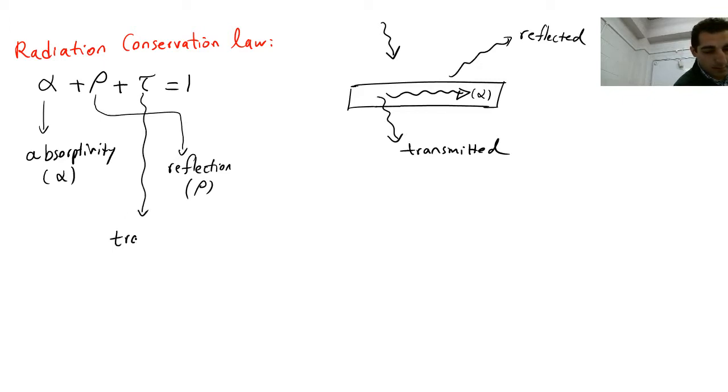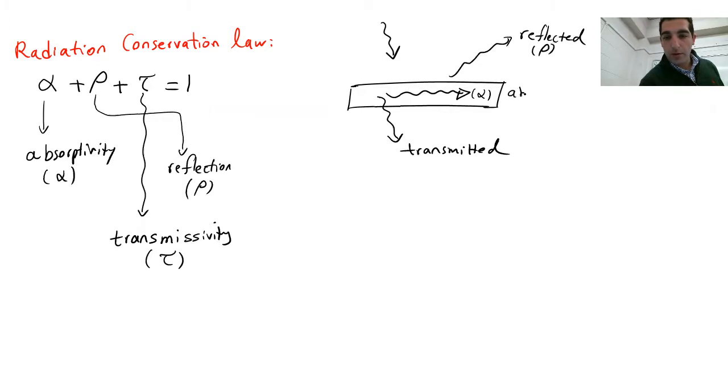So transmission, or transmissivity. So this is tau, and the summation should be 1, right? So if this is incoming energy, a portion will be reflected, a portion will be absorbed, and a portion will be transmitted. And by the way, the summation total is 1.